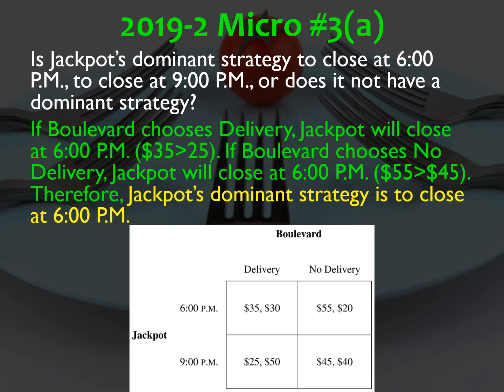If Boulevard chooses delivery, Jackpot will choose to close at 6 o'clock because 35 is greater than 25. If Boulevard chooses no delivery, Jackpot is going to close at 6 o'clock because 55 is greater than 45. So therefore, Jackpot's dominant strategy is to close at 6 p.m. Regardless of what strategy Boulevard chooses, Jackpot is better off closing at 6 p.m.